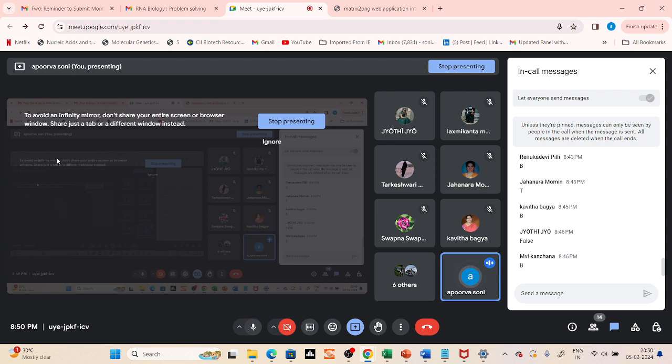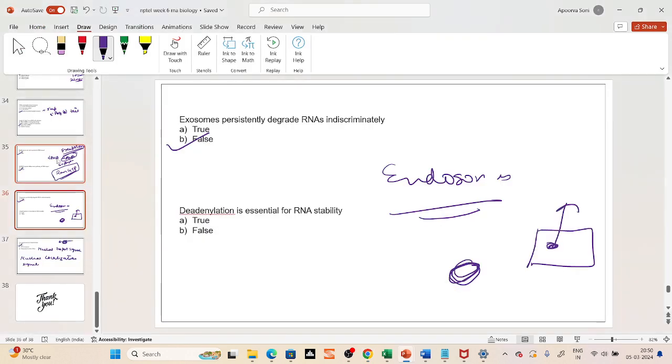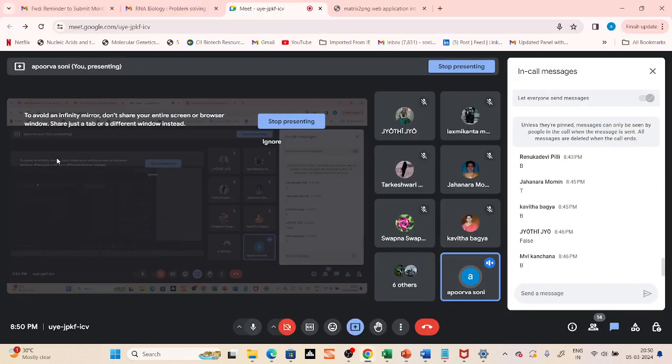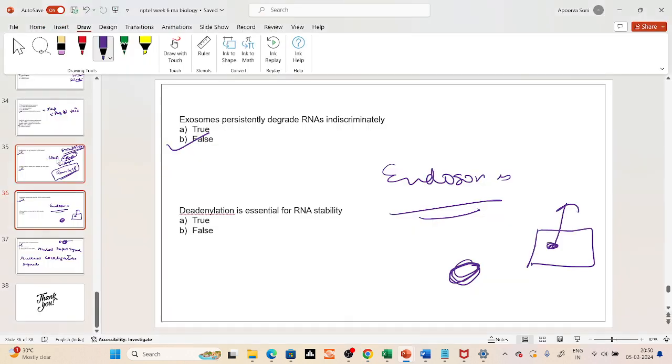So exosome is actually a very growing research area, not just from this course point of view. I'm telling you in general that exosome is a very vast growing research area. Anyways, now the next and last question for the day is: deadenylation is essential for RNA stability. True or false?